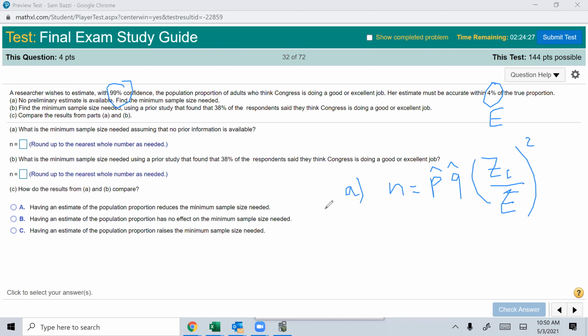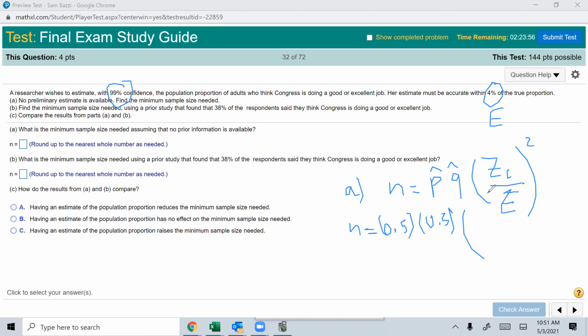If he doesn't give you a preliminary estimate of P hat and Q hat, statisticians decided to make a compromise and give a P hat of 0.5 and a Q hat of 0.5, 50-50. So you start with n equals 0.5 times 0.5, that's Q hat, times Zc. This is the critical value at a 99% confidence interval.